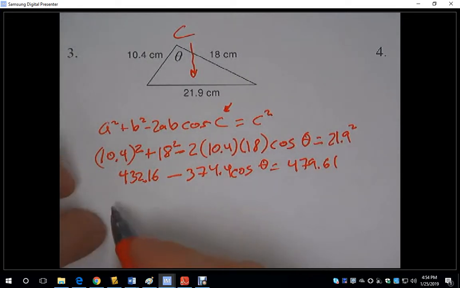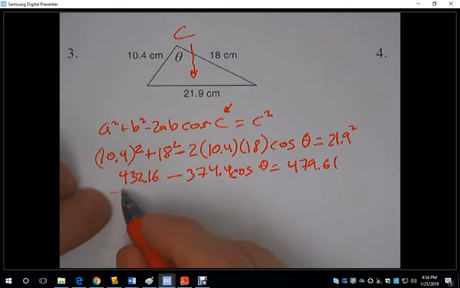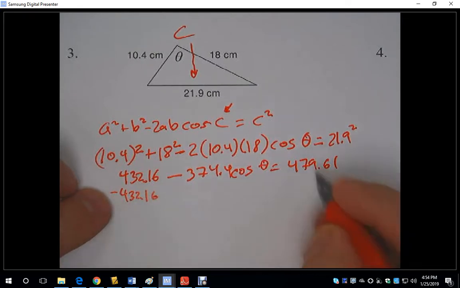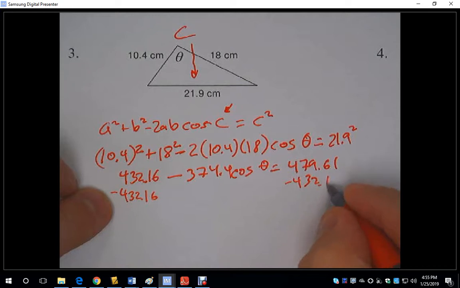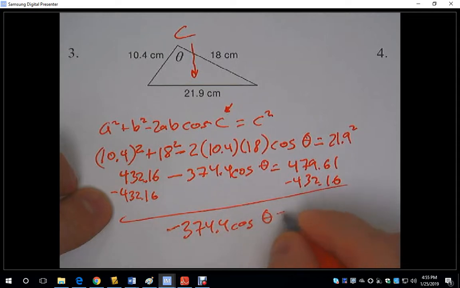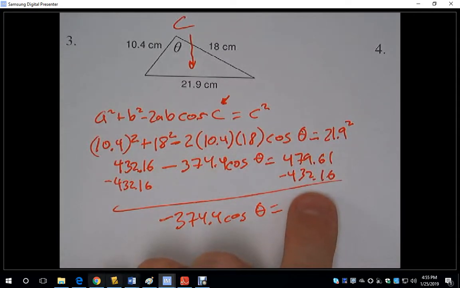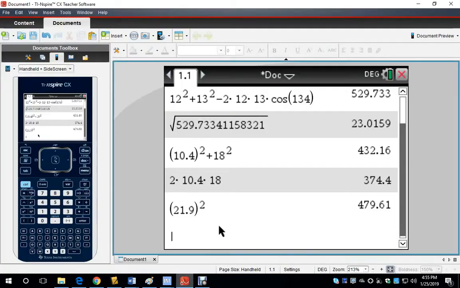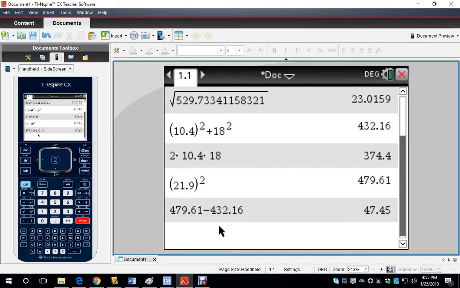Well, my next step is I should subtract this 432.16 from both sides, and that gives me negative 374.4 cosine of theta, and that equals, well, it equals some number. We'll figure out what that is right now. So I have this number, and we're going to subtract it from the 432. That was this number here, and that gives us 47.45.